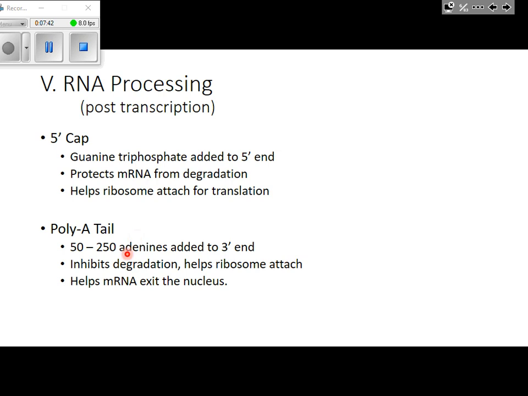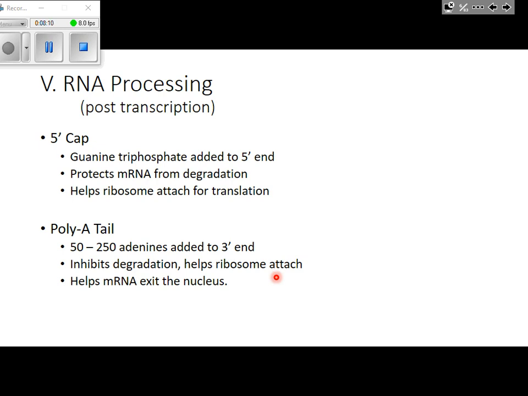The poly A tail is just that. It's anywhere from 50 to 250 adenines, a whole bunch of A's added to the 3' end. This probably also slows down the degradation or the destruction of the molecule by enzymes, as we described earlier. And it probably also helps the ribosome attach.